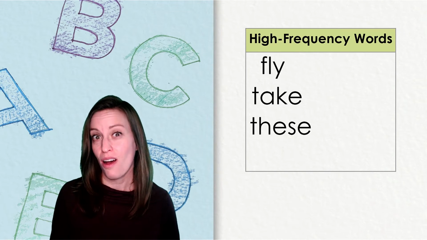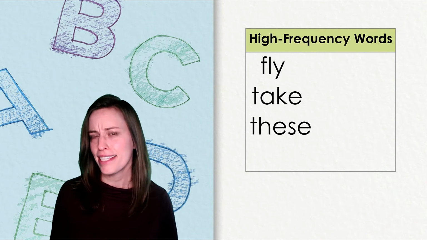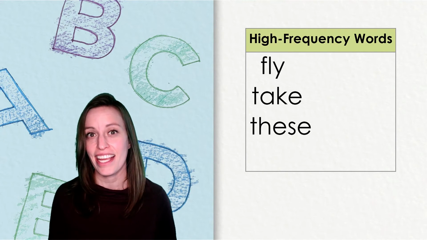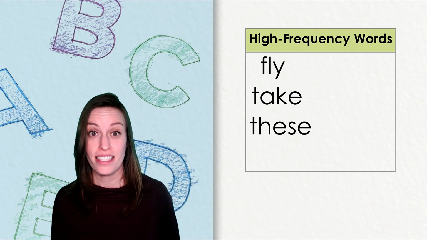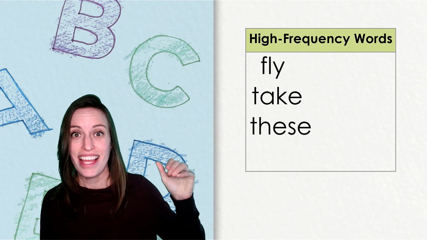Our next word also plays fair. There is another magic E, and this time it is telling the E to say its name, E. Tapping out this word, we have these.